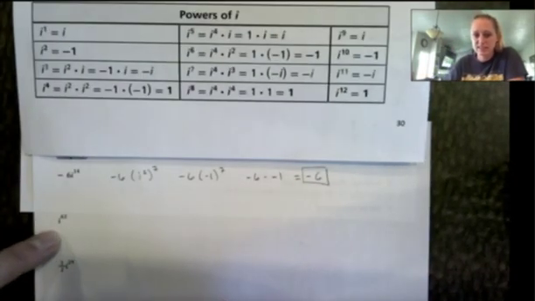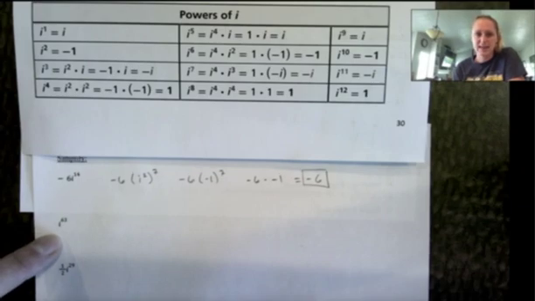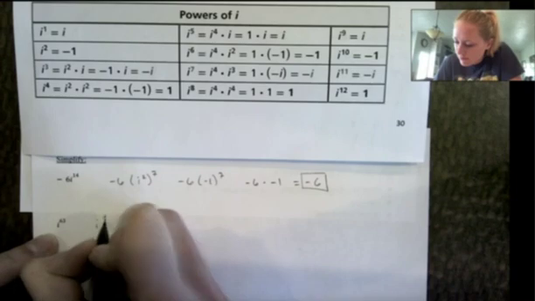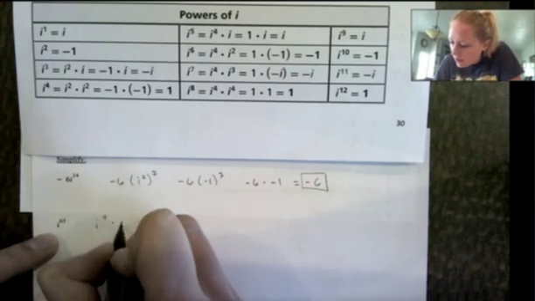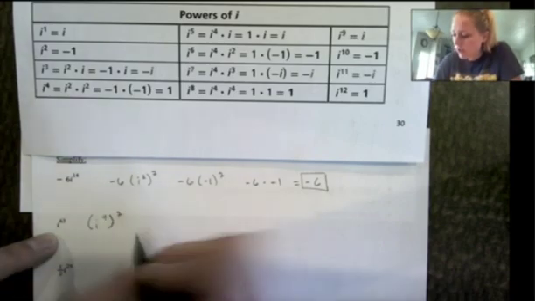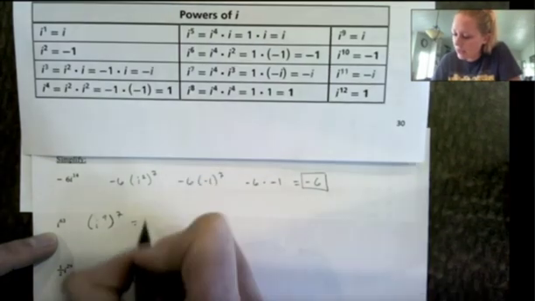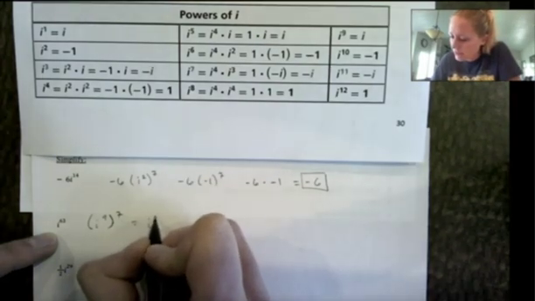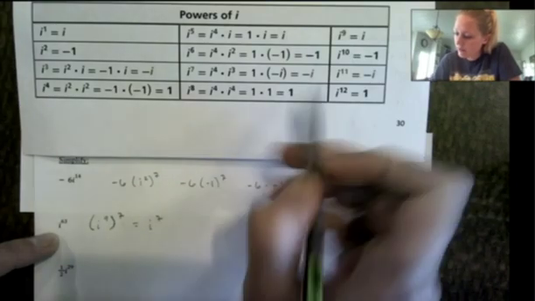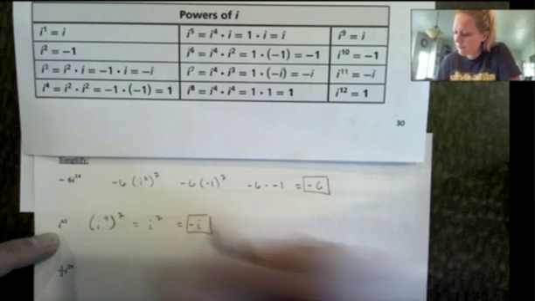Okay, i to the 63rd. Okay, so let's see what we can do with 63. How about 9 and 7? Okay, so i to the 9th from our table here is just i. So that becomes i now to the 7th. Okay, well, i to the 7th, we have right here is negative i.